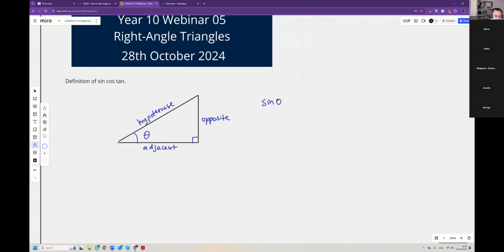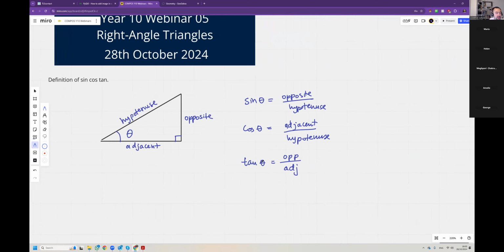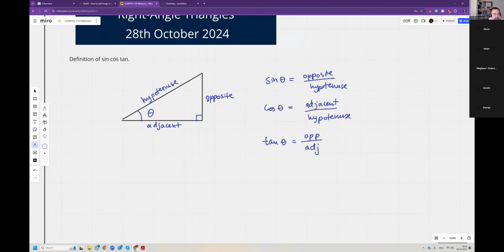Then you have sine, cosine, and tangent. So sine theta is opposite over hypotenuse. Cosine theta is adjacent over hypotenuse. And tan theta is opposite divided by adjacent. And immediately we know that the opposite side is never bigger than the hypotenuse. That means sine theta is always less than 1.